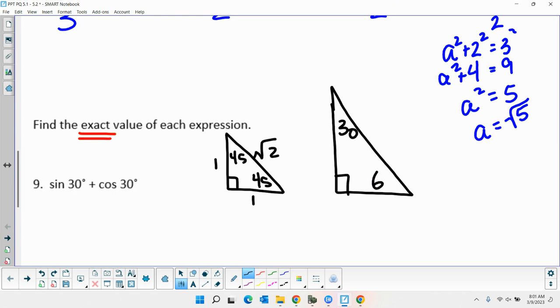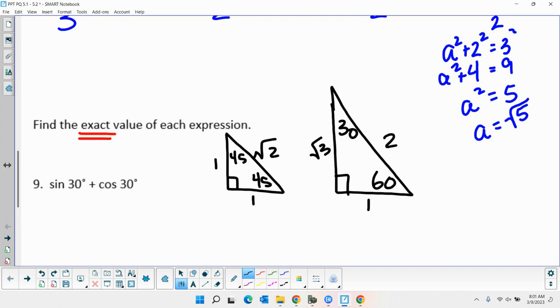30, 60, 90. Right? Opposite to 30 is called the short leg. I always make it 1. The hypotenuse is always twice as long as the short leg. So that's a 2. The long leg opposite to 60 is always the short leg times the square root of 3. So again, if the short leg's 5, the hypotenuse is 10, and the long leg's 5 radical 3. So it always works out that way.